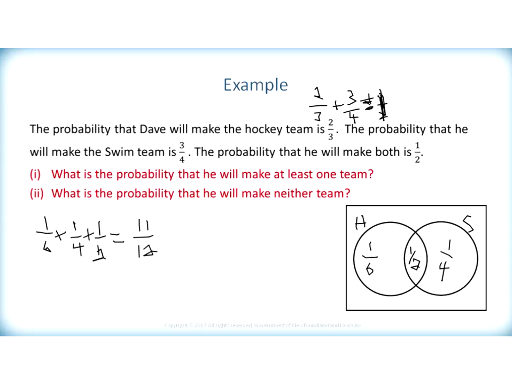That means there's a 1 in 12 chance that he will not do either. He will not make the hockey team, nor will he make the swim team. So the probability that he will make at least one team will be the union, and that will be 11/12. The probability that he will make neither team is 1/12. That will be the complement of the union.